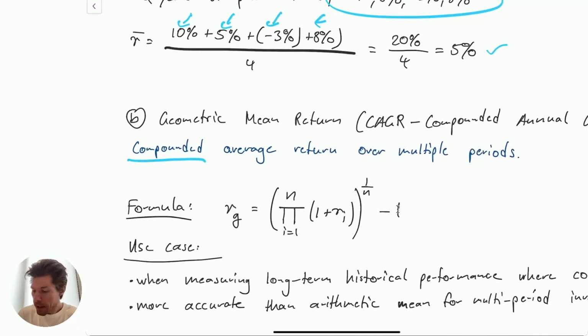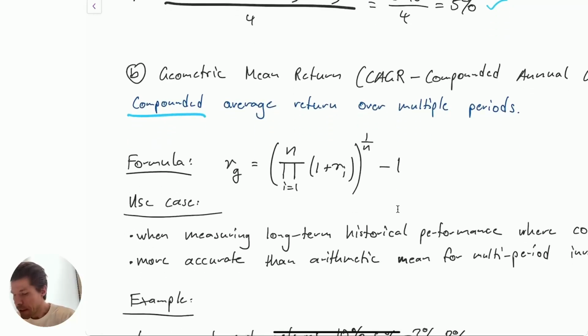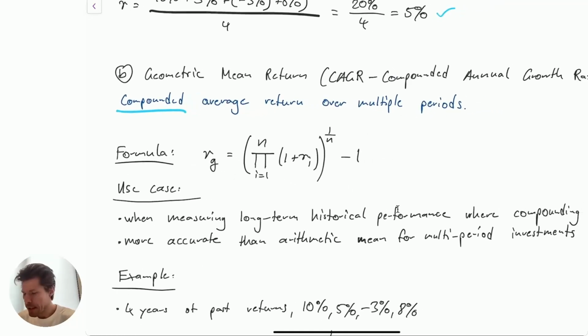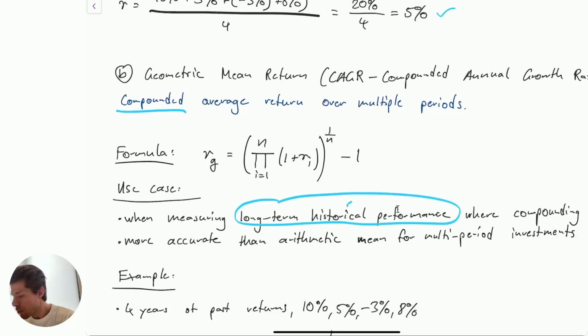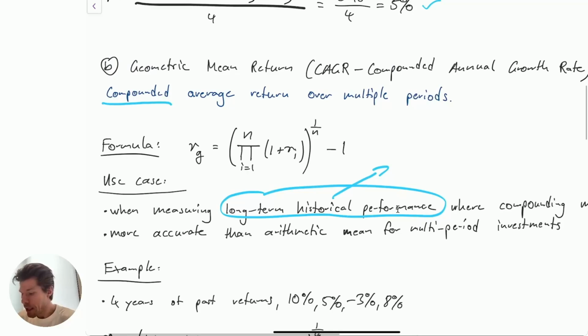Formula, as you can see here: R sub G equals the nth root of the product from i equals 1 to n of (1 plus R sub i), minus 1. A bit more complicated, but if we look at the example, it's quite straightforward. Use cases here, again, when measuring long-term performance, where compounding matters. It's more accurate than arithmetic mean for multi-period investments.